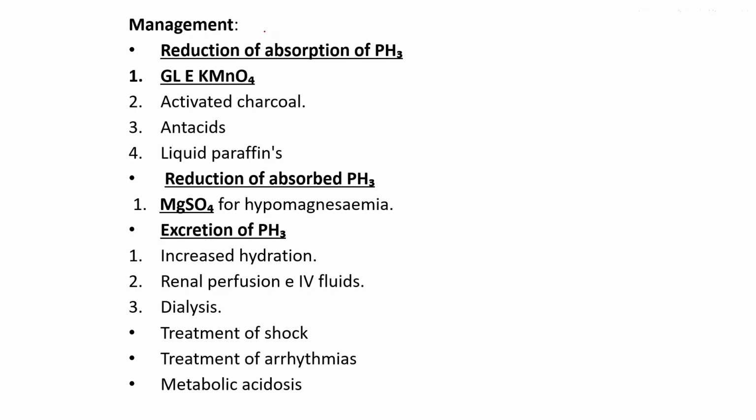What is the management? Management comes under three categories. This is the most dangerous thing. So first of all, we need to reduce the absorption of the phosphine gas that's continuously produced inside the stomach. We talked about the mechanism of action, so go for our friend gastric lavage. Then activated charcoal is a very good absorbent, along with antacids and liquid paraffin. These are the things that will reduce the absorption. Now we need to reduce the absorbed phosphine gas. All right, that is absorbed by itself.